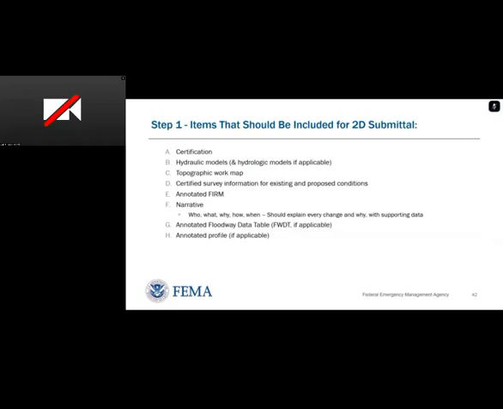So step 1, again, just checking to ensure that we actually have all of those required documents. This is almost the same list as you would see with a 1D submittal, but it will be slightly smaller because, as mentioned here, a lot of times your annotated floodway data table, certain hydraulic models, and your annotated flood profile will not be applicable in a lot of scenarios. So just familiarize yourself with the requirements. They're all available on FEMA.gov, and make sure that they are all included in that submittal.